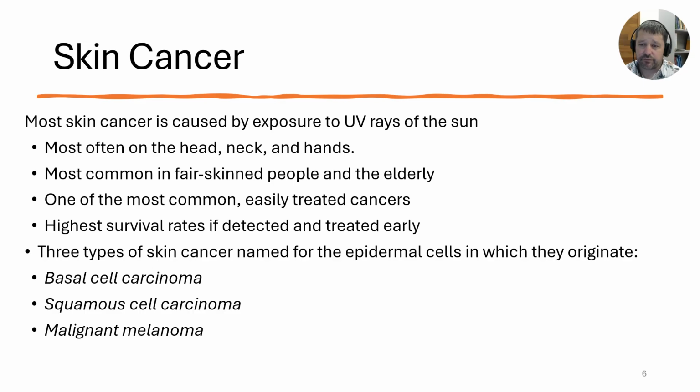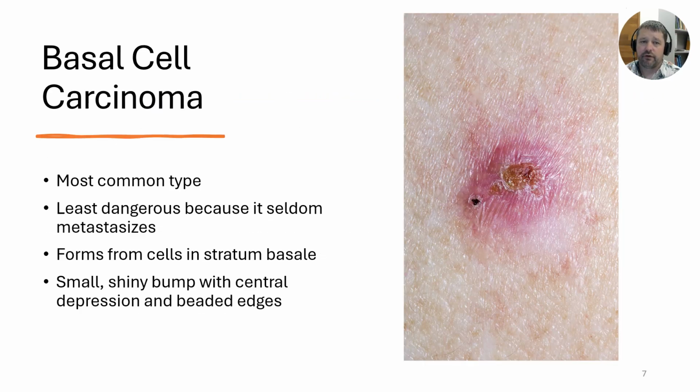So there are 3 types, and it's determined by where the cells originated and what kind of sarcoma you have. So you have basal cell sarcoma, and remember we talked about the stratum basal layer. You have squamous cell sarcoma, and then you have malignant melanoma, and we're going to cover all of these in a little bit.